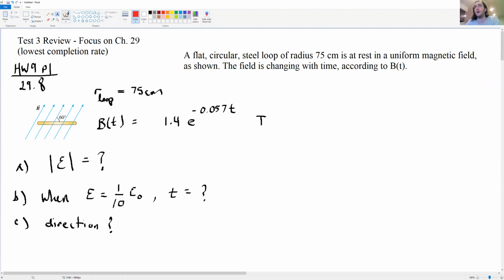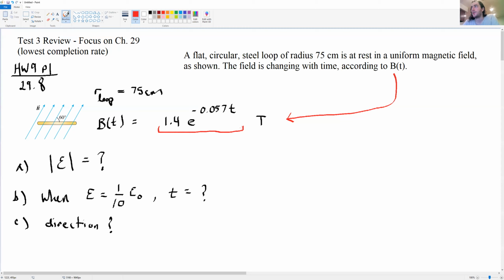So what is B of t? Well, it's just this function right here. These are the units, capital T for Tesla. The time dependence of the function is right here. So 1.4 times e to the minus 0.057 t.